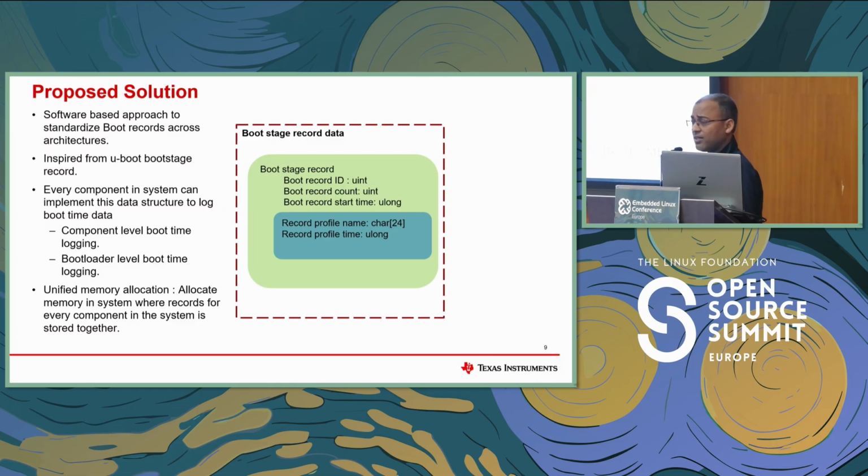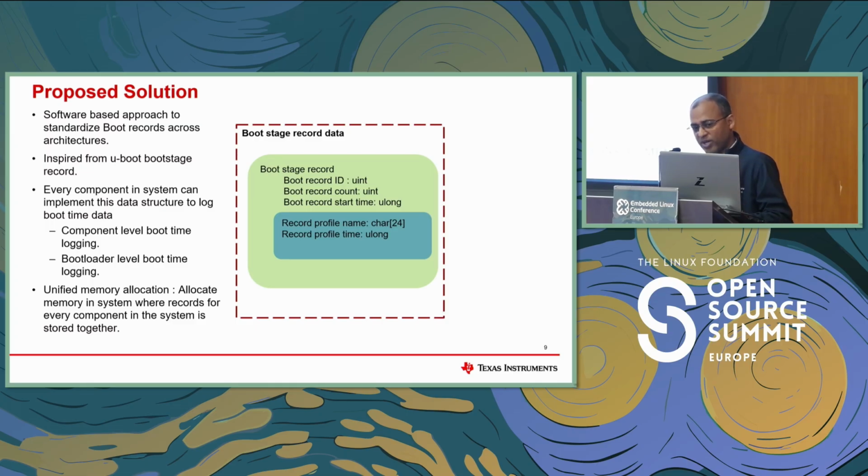The second part of our proposal is that we have recorded all this on the different components. Now, how do we gather it at one place, how do we share it, how do we read those records and give you the final output? That's where we say unified memory allocation. Allocate a memory region which is accessible to all the cores in the system. Each component will write these boot records to this shared memory area, which will later be processed by the parser utility from user space to have a unified boot time view.